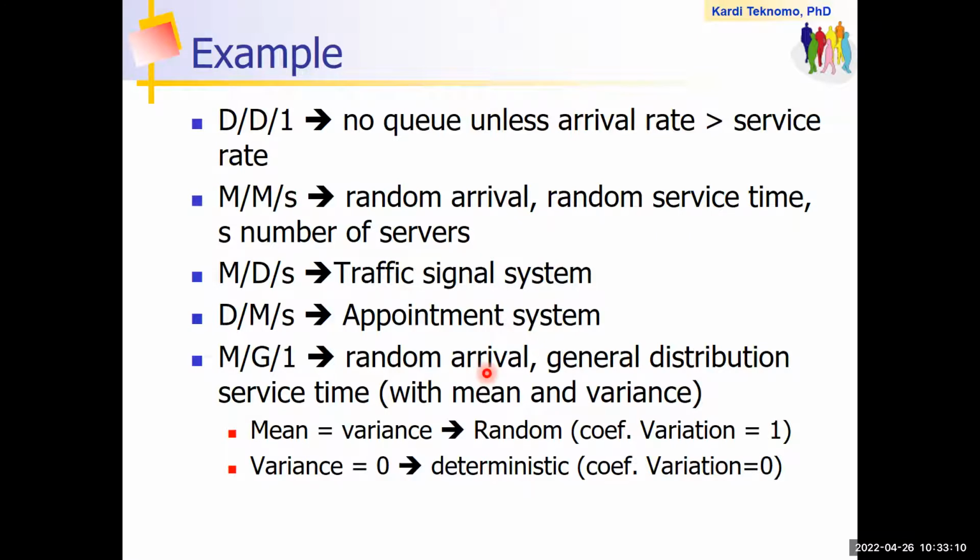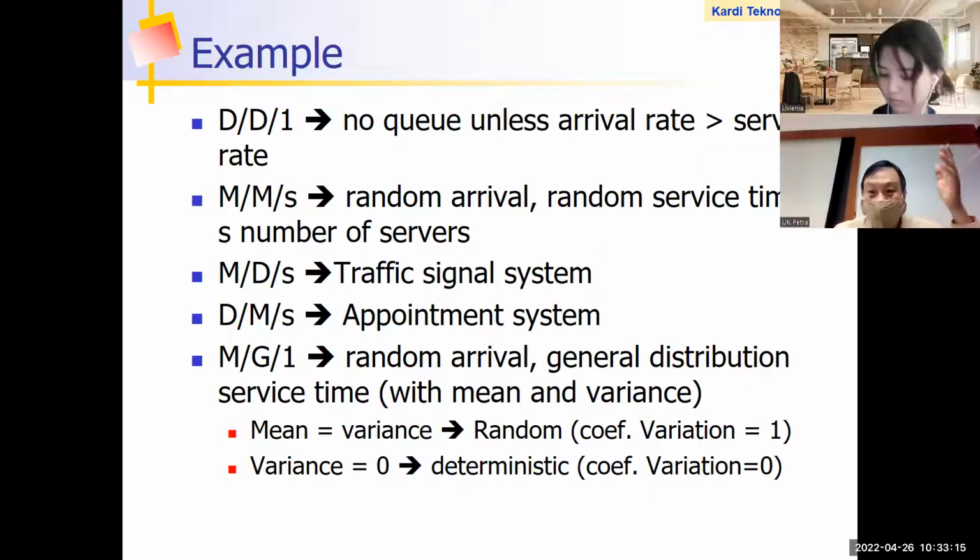Is it or not? So if you ask, how do I know if it's random or not? Of course, you will check the distribution using goodness of fit in statistics. But in general, if you don't know the distribution, and you just check the mean and the variance, and then you calculate the coefficient of variation, then you can guess already. Is it or not? This is the practical way to do.